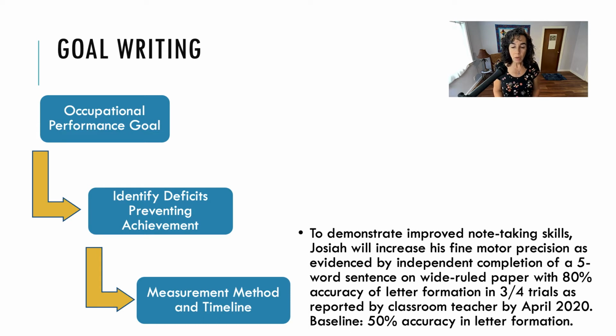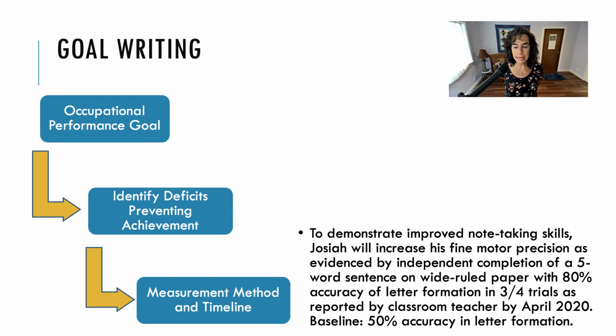Finally, we're saying as reported by the classroom teacher, and we're giving a date, April 2020. The reporting person is important when we're considering school-based practice. If we were considering clinic-based practice, we may not have to put that in there because we know that it's an OT, right? Alternately, we might want to put it in there because we might want to ensure that Josiah is doing this across environments. He's not just doing it in therapy, he's doing it in the real world.